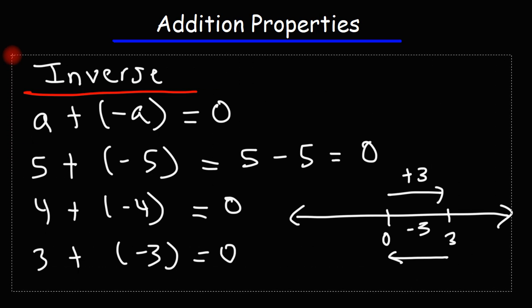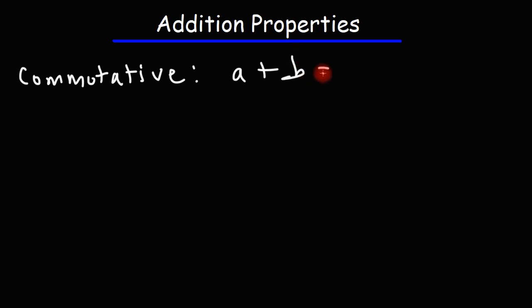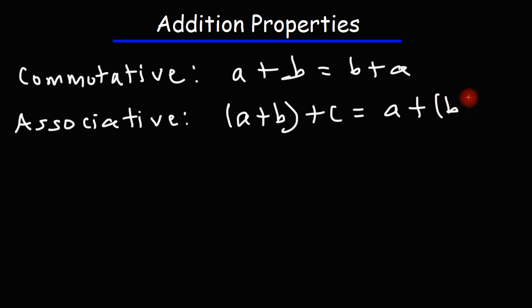So those are the properties of addition that you may be tested on in a typical high school or college algebra course. So let's review the rules that we've learned. The first one was the commutative property of addition. And the formula for that is A plus B is equal to B plus A. Next, we have the associative property of addition. And it's A plus B, plus C, is equal to A, plus B plus C.